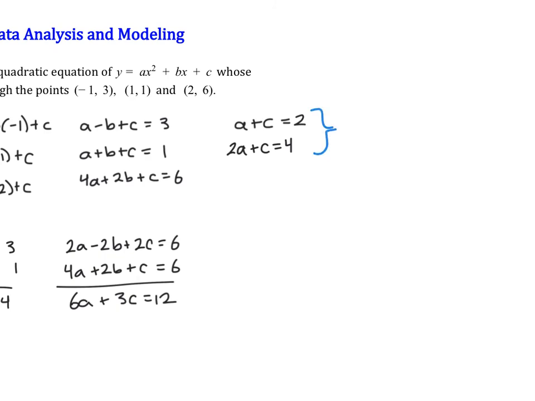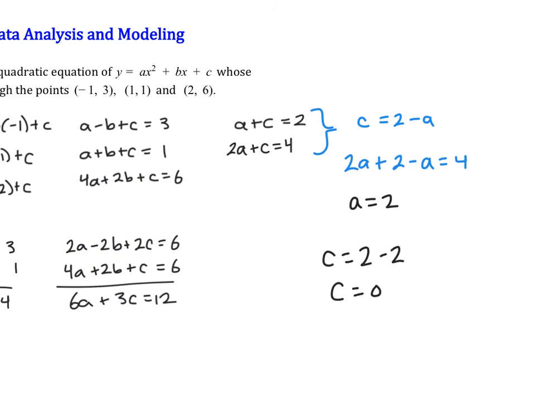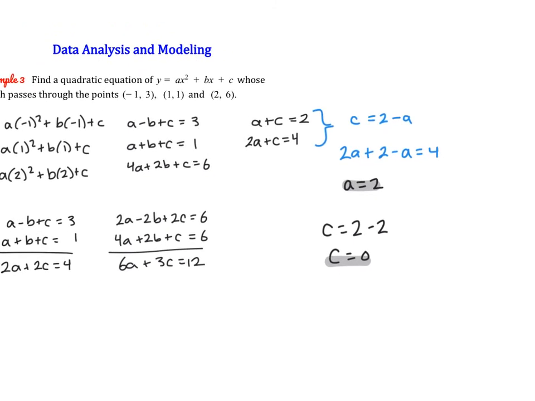So we can say that let's say c equals 2 minus a, and then we could substitute it into the second one. So 2a plus 2 minus a equals 4. So if we combine like terms here, we get a equals 2, and then we could substitute that right in here. So we get c equals 2 minus 2, which is 0, and then you can take those and substitute it into any of your original 3.